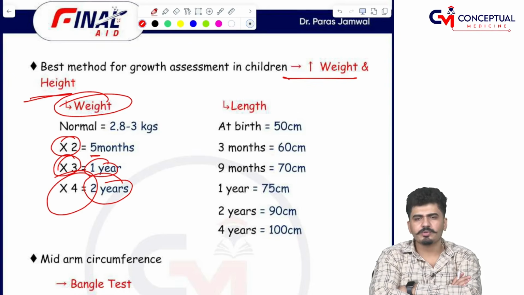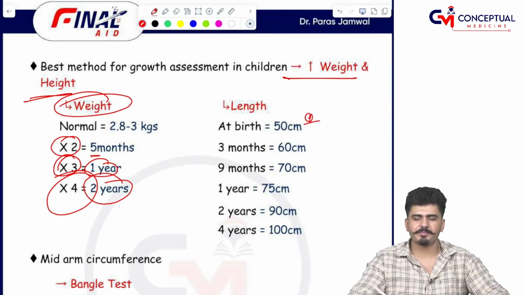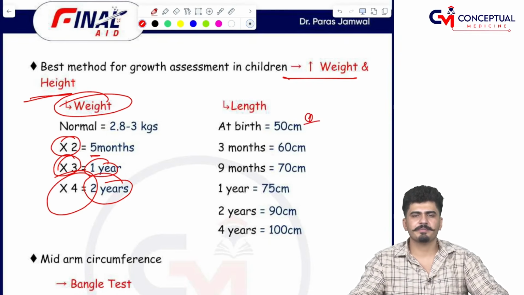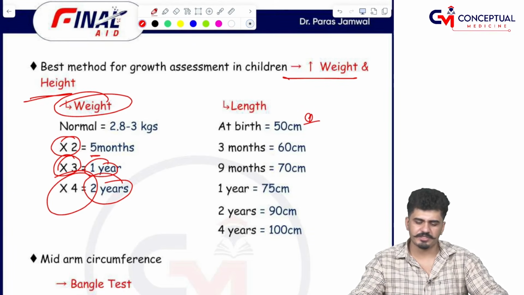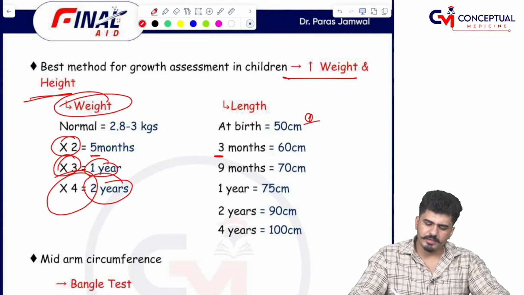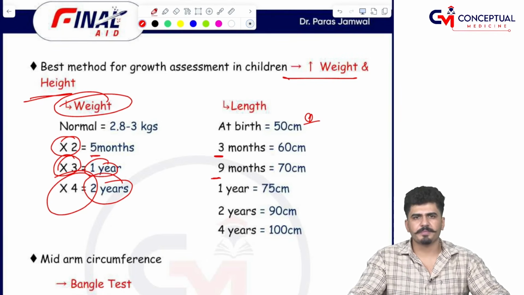Done. Then coming to the length. At birth the length is 50 centimeter. We were also taught this yesterday in forensic, sir, the rule of. Like 2 to the 4, 3 to the 9, then 5 to the 35, 8 to the 40, and at 10 month it becomes 50 centimeter. Sir, 3 month, 9 month and 1 year are important.